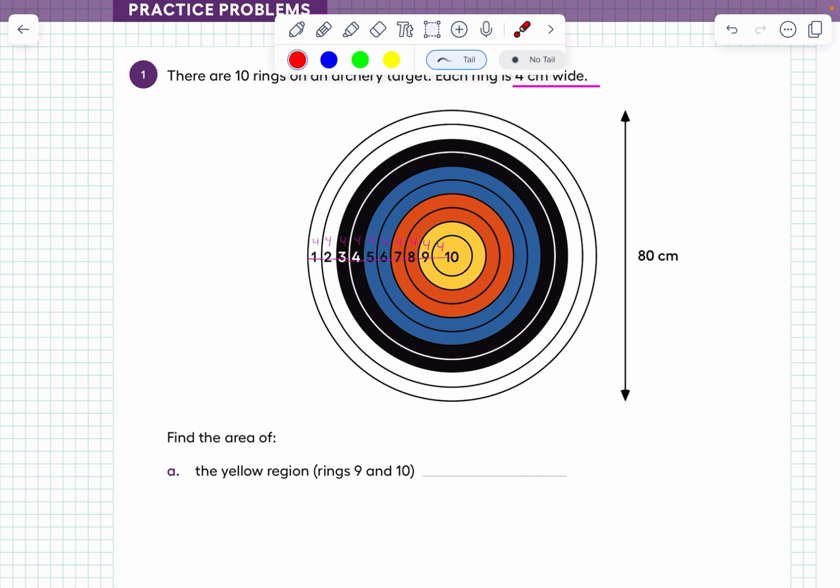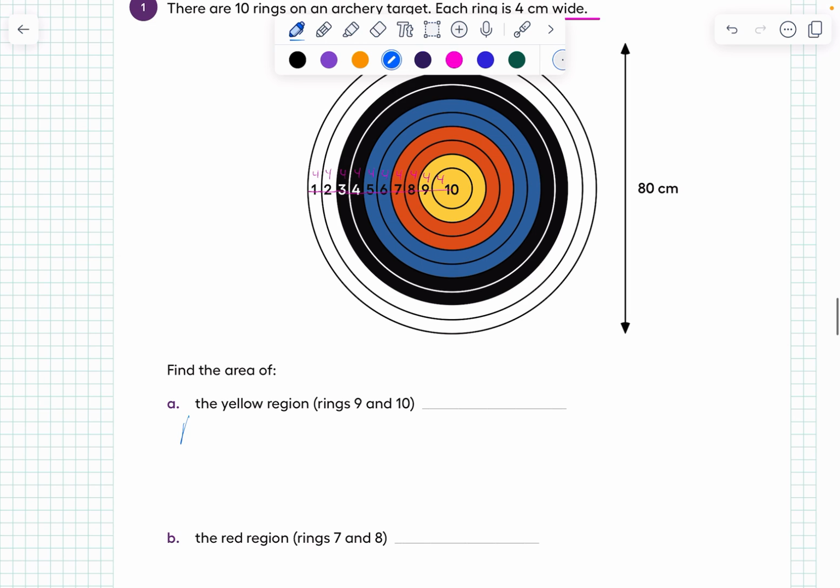So number 1, it says find the area of the yellow region. All right. So what we're going to do is we're going to find the area of just this circle right here. There's no need to find the area of this circle and add it to this or whatnot. Let's just find the area of this. The area is the number of square units that fits inside of the shape. So we're going to need the area formula. Area equals pi r squared.